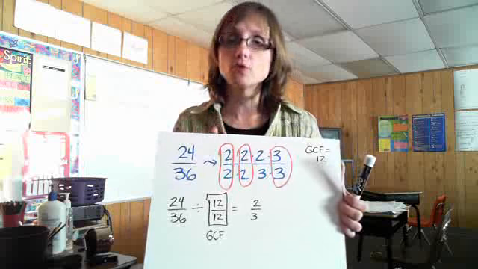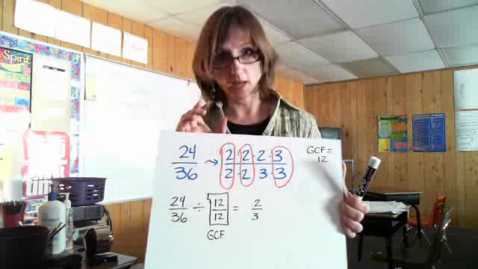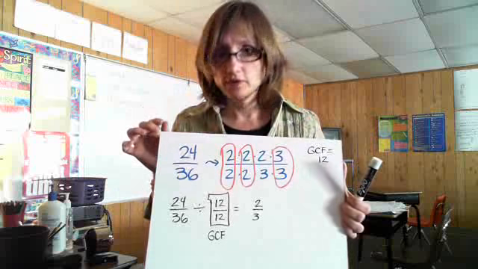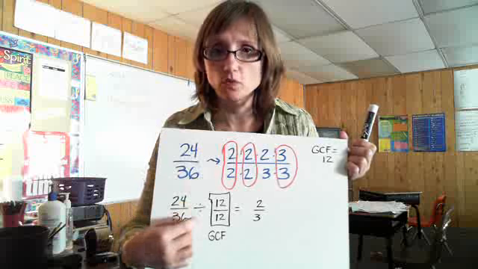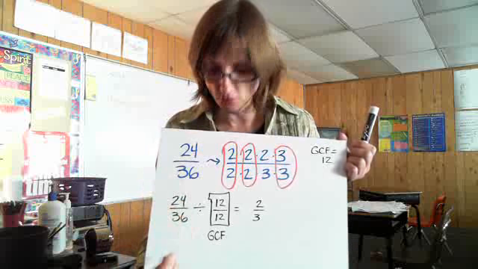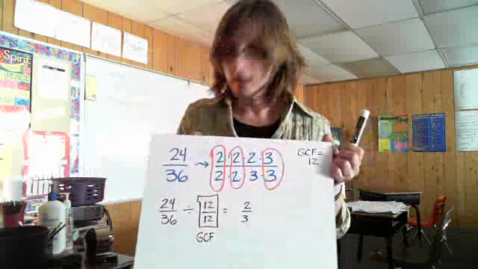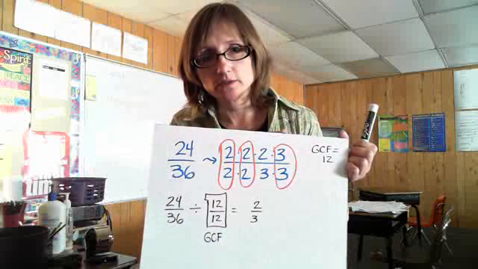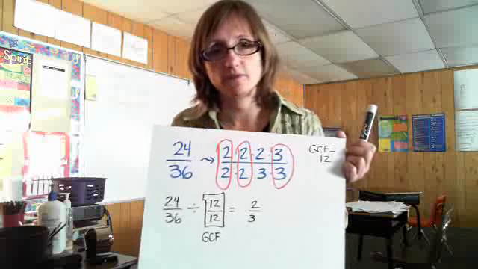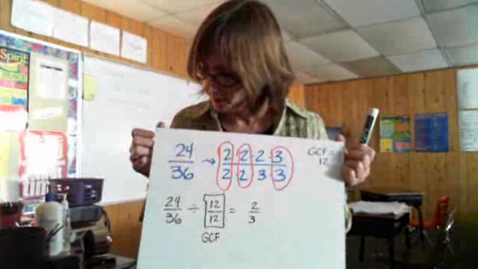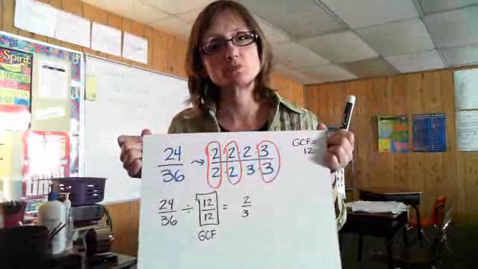So the shortcut that students are often taught, that they often forget, is you take 24/36 and you divide by the greatest common factor, which is 12/12, but you're not dividing by the greatest common factor. You're dividing by 1, and the form is the greatest common factor over the greatest common factor. This is the point of confusion. They're not dividing by 12.